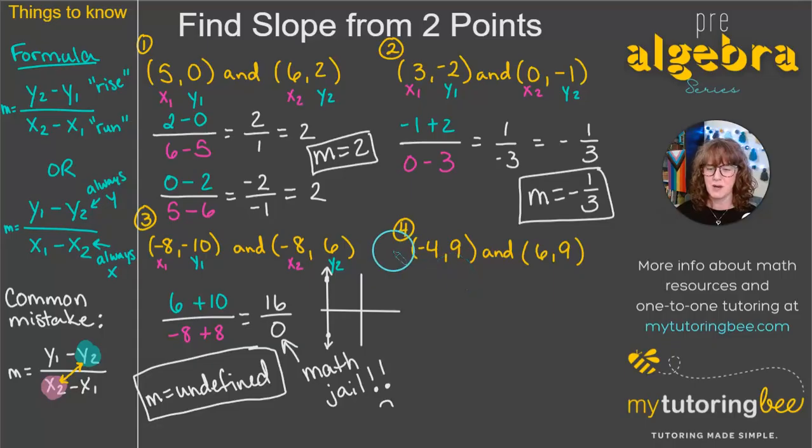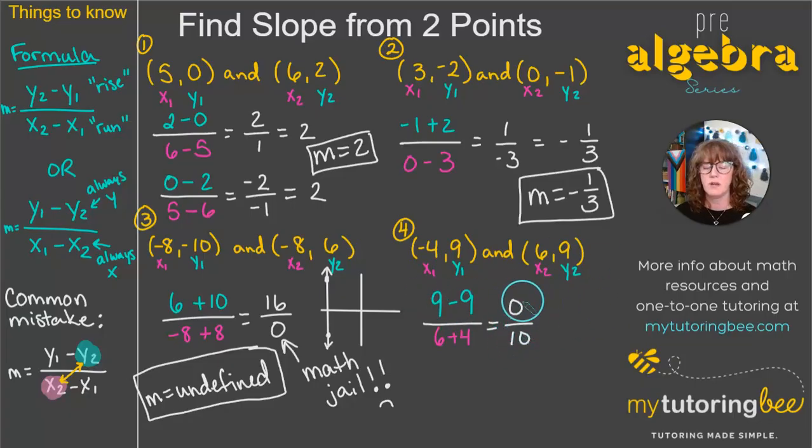Let's take a look at this last problem. Let's go ahead and label. So we've got x1, x2, and then we've got y1 and y2. And our y's are going to be 9 minus 9, so this 9 and this 9, over, and we've got 6 plus 4 minus a negative 4 would give us plus 4. And then when we solve this, 9 minus 9 is 0, 6 plus 4 is 10. So whenever we've got a 0 in the numerator, that's actually okay, but it does just equal 0.